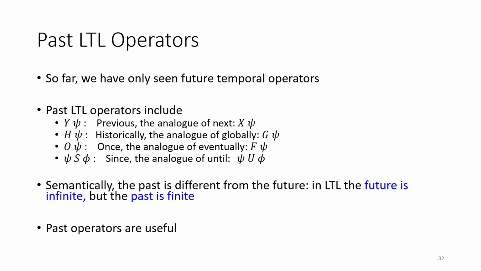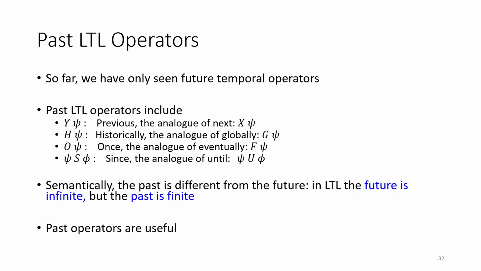The Y operator is like the X operator, but it's now previous. X means in the next state, and previous means in the previous state. And then we have historically, which is the analog of globally. Globally means from now on in the future, and historically means the whole past up until now.